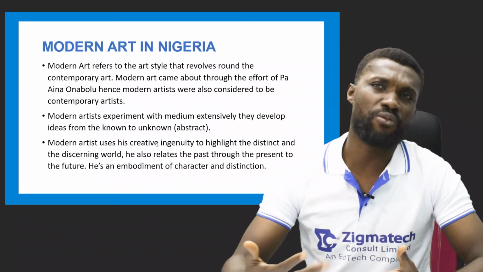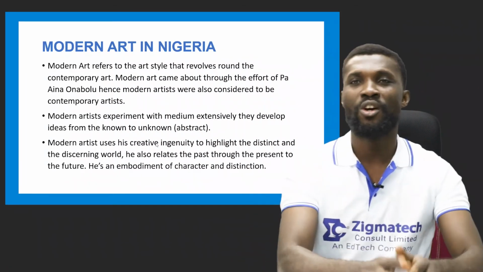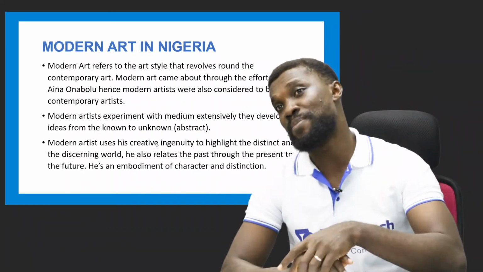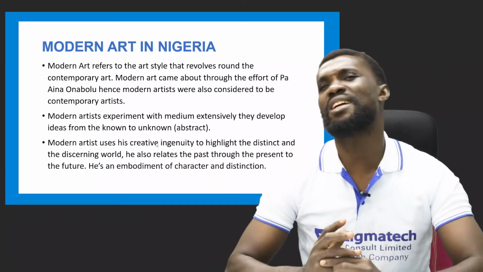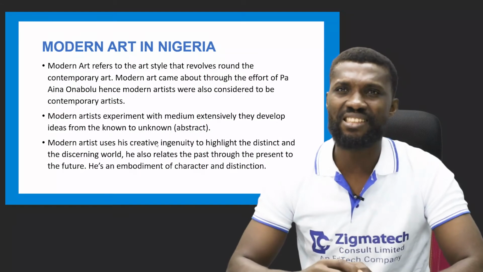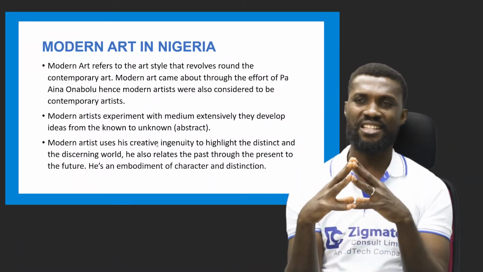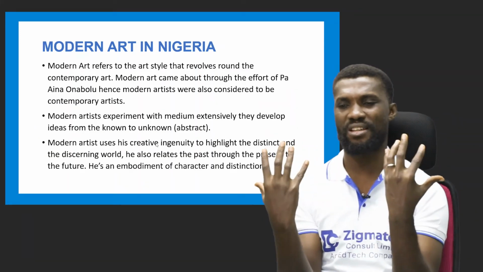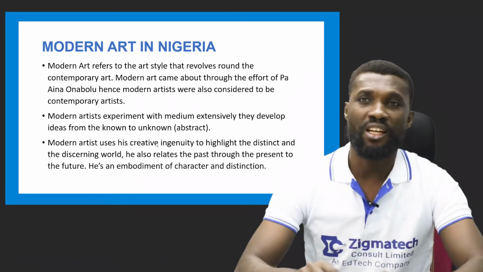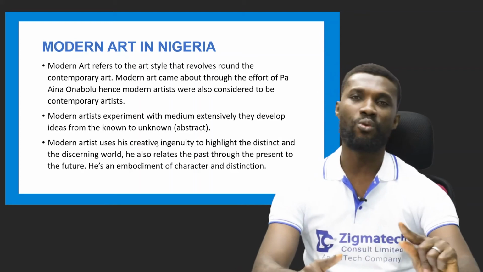That's why currently we have more of the abstract works. The unknown, we regard as the abstract, while the known, we regard as the normal, regular, realistic kind of work that has been produced by the traditional artist. Modern artists use their creative ingenuity to highlight the distinct designs of the world. They use their creative ingenuity to highlight some of the menace happening in the world. They also relate the past to the present and down to the future.